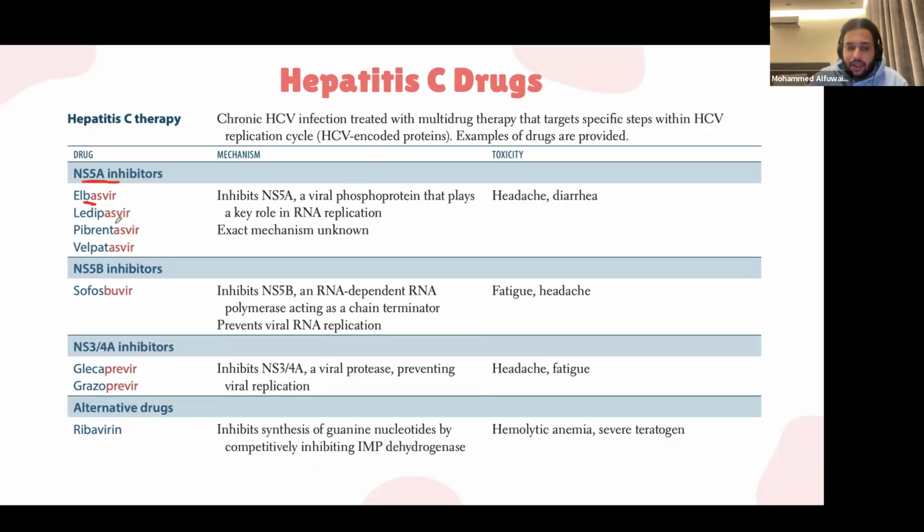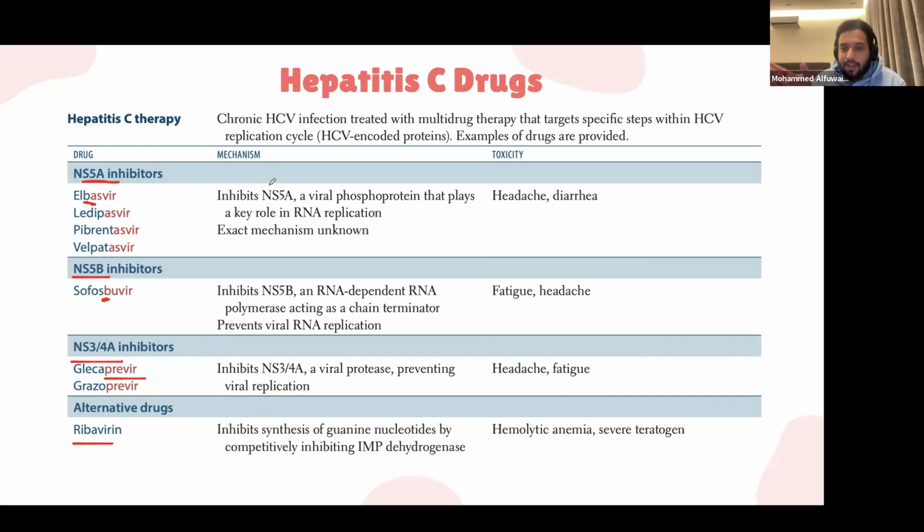Just remember the ending, not gonna lie, it's very hard to remember the drug names. Then you have the NS5B, which starts with B, the ending of it, sofosbuvir, okay? So buvir. Then you have NS3/4A, which is the protease inhibitors. So previr, P for protease, previr, okay? Then you have an alternate, which is ribavirin, okay? Anyways, just know the mechanism.